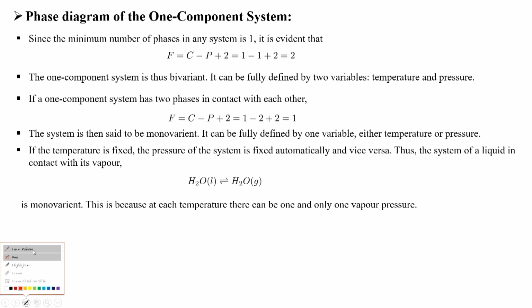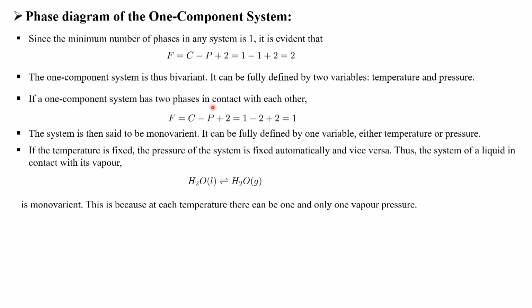Next we discuss the phase diagram of a one component system. Since the minimum number of phases in any system is 1, it is evident that F is C minus P plus 2. So for a one component system, C is 1, the phase is 1 here, plus 2, then we get 2. So the one component system is thus bivariant because there are two variables here. These are temperature and pressure only. It can be fully defined by two variables, temperature and pressure.